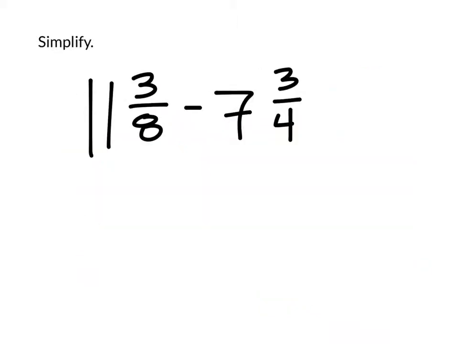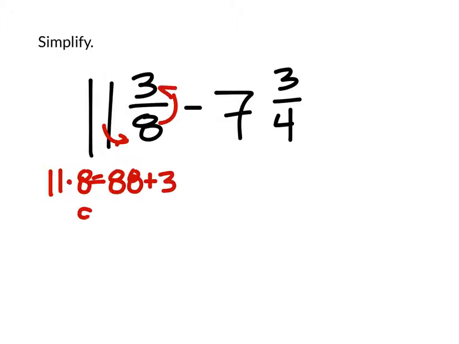All right, so this one's the same thing. We're going to do some more subtraction on this. So the first thing I'm going to do is change these into improper fractions. First thing we're going to do here is take the 11 and multiply it by the 8. That would be 88 right there. Again, we're going to add the 3 there in the numerator, and that gives us 91. So that'd be 91 eighths.